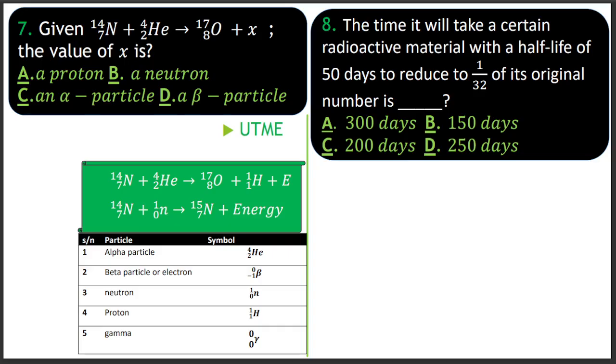All right, so let me begin by asking you a question. What type of radioactivity is this? Natural radioactivity or artificial radioactivity? Now, it is artificial radioactivity. How do I know? To start with, we have this atom here.